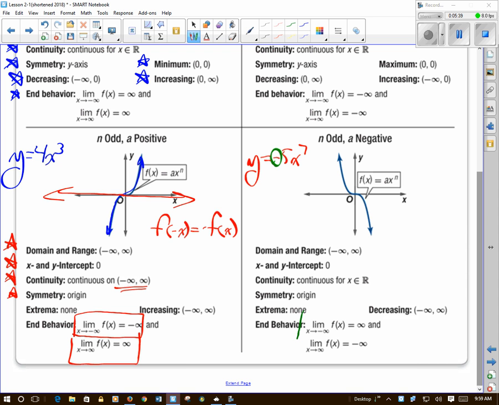Now we have the limit as x goes to negative infinity of that function is going to be infinity, and the limit as x goes to infinity is negative infinity. So we can get all that information very quickly, and we didn't really have to think too much about it, just be able to sketch the rough graph of that.